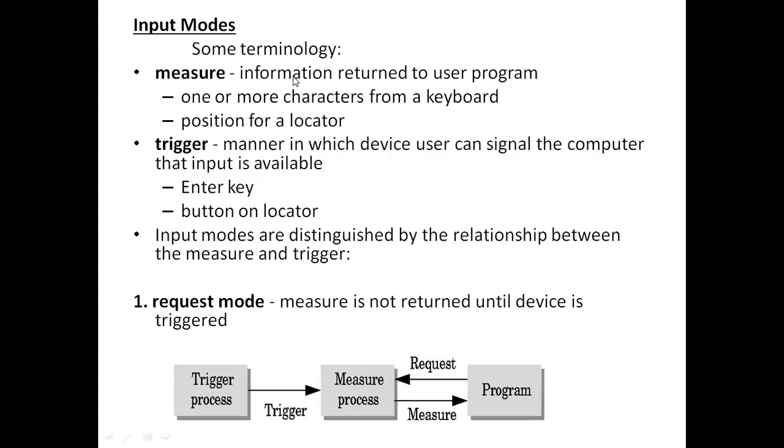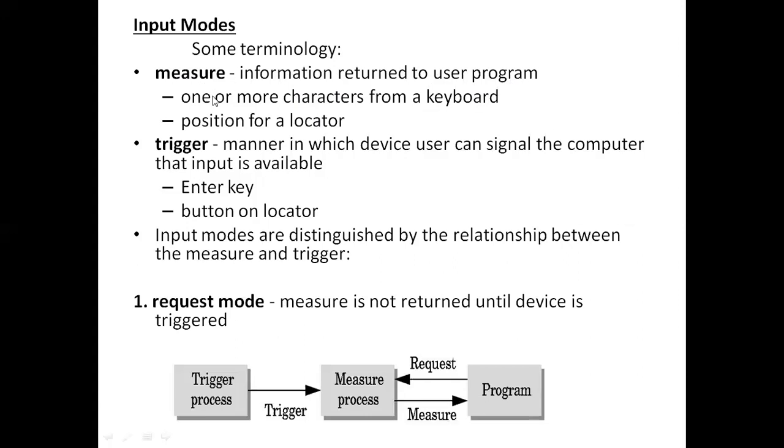That is the information that I am returning to the user program from my input device. The first terminology is measure. What does this measure tell? Measure tells the information that I am giving to the user program. If my input device is a keyboard, it is one or more characters that I'm giving as the information to the user program from the keyboard.